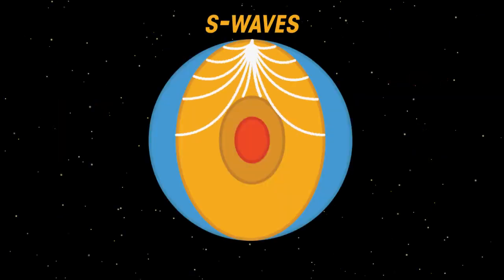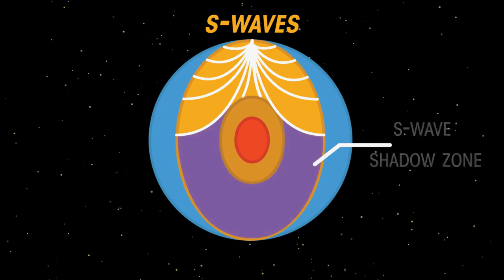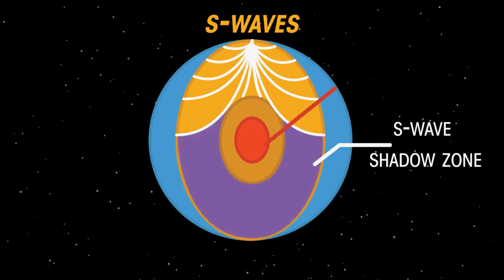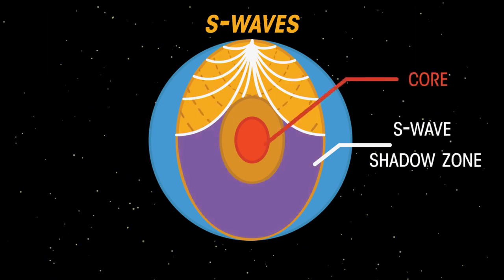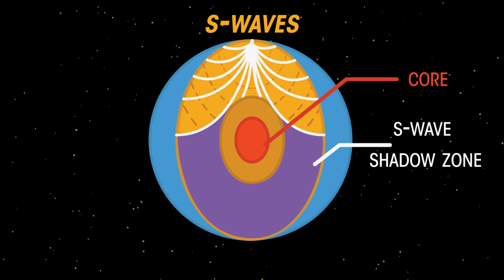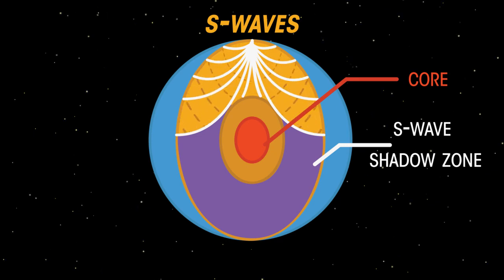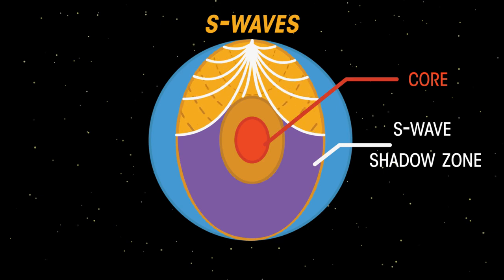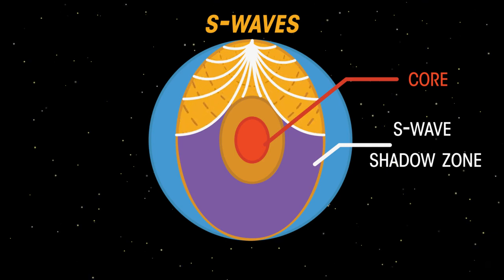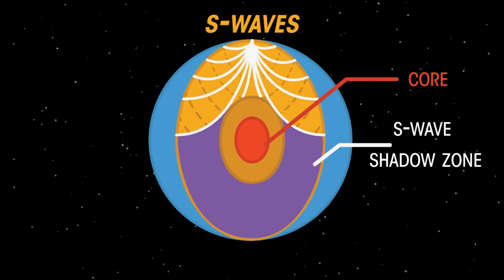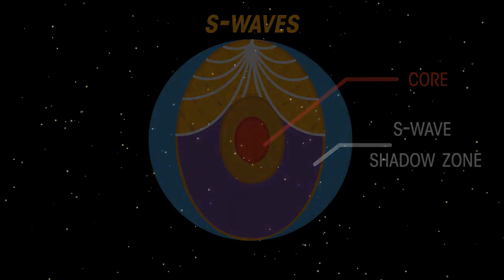S waves have a much larger shadow zone, suggesting there is a liquid iron structure deep in the Earth they cannot travel through. Calculations can then be done to deduce the relative sizes of the layers hidden deep inside the Earth and suggest if they are liquid or solid.